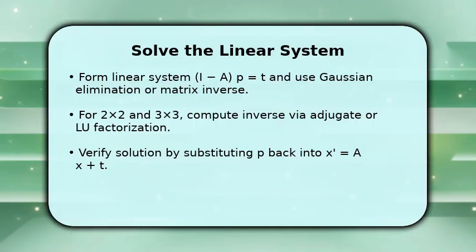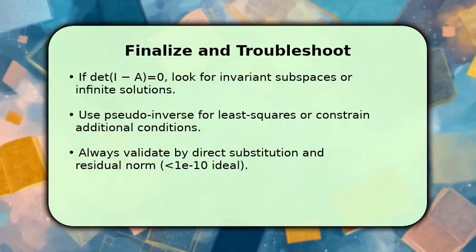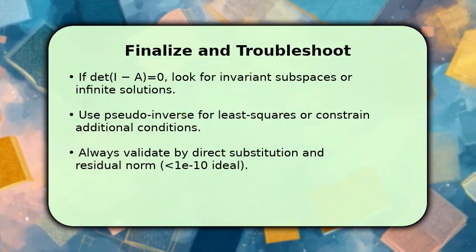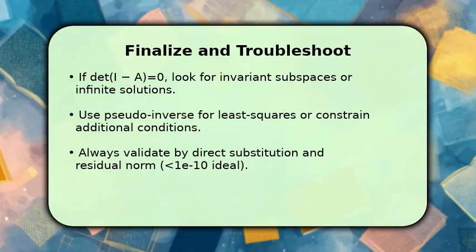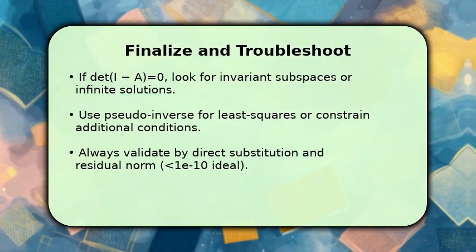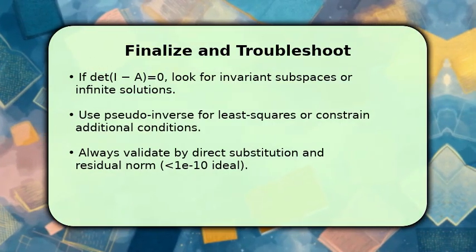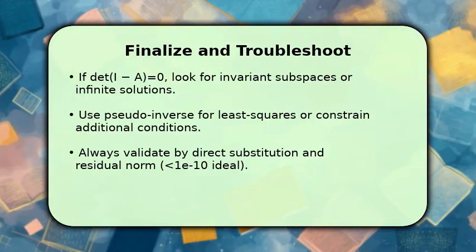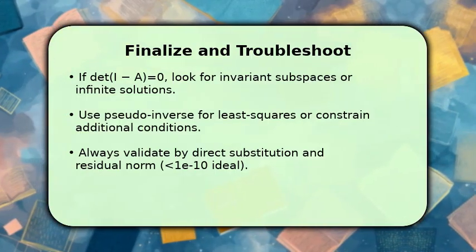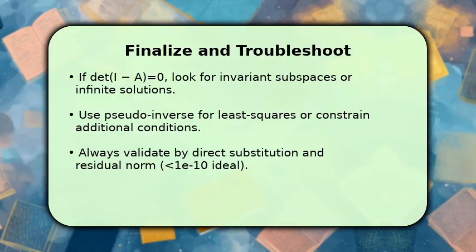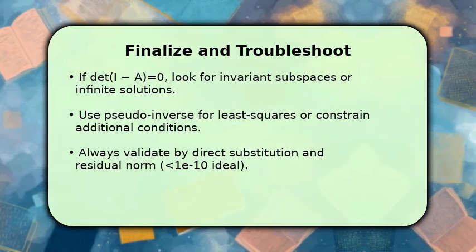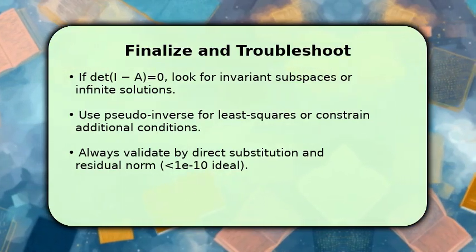Finally, handle degenerate cases and validate. If det I minus a equals 0, you cannot get a unique p. Instead, find invariant subspace or parametrize infinite solutions, or apply Moore-Penrose pseudo-inverse to get a least squares invariant. Once done, make sure to validate by direct substitution and compute the residual norm. A tiny norm confirms success.